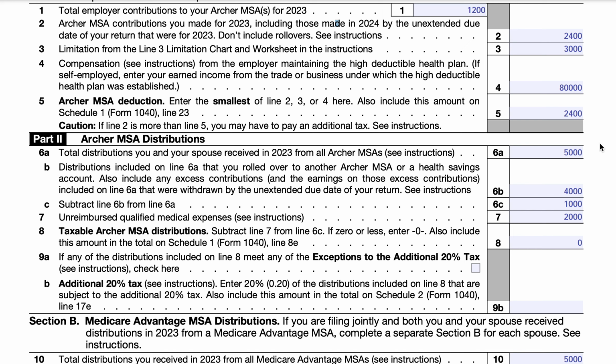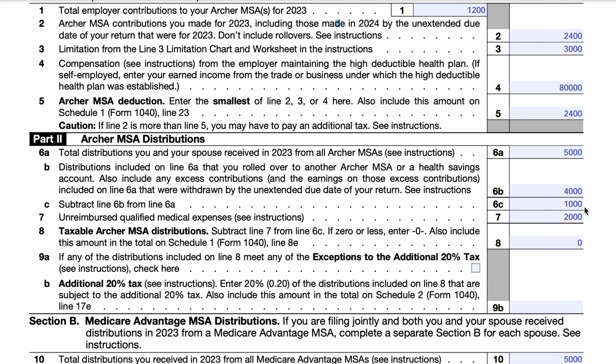So let's imagine that the Does had $5,000 worth of distributions, but really only 4,000 of those were rollovers to a new health savings account, and then you subtract those, and that really means only $1,000 of distributions that were applied to or possibly applied to medical expenses.